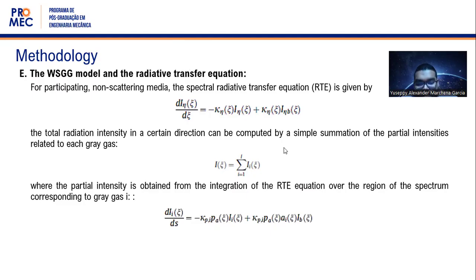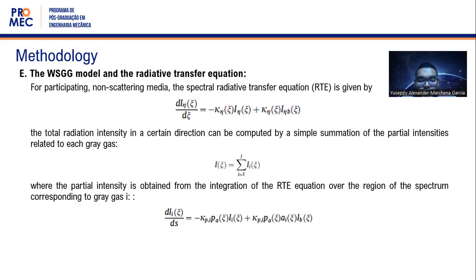So what can we do? When the WSGG model is applied, the entire spectrum is decomposed into a finite number of gray gases, as we can see as a summation here, so that the total radiative intensity in a given direction is obtained as the sum of partial intensities associated with each gray gas. This is what the WSGG model is about.